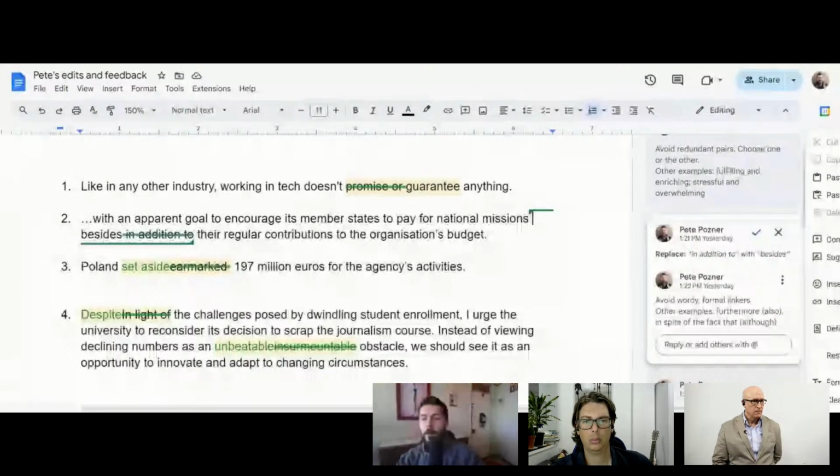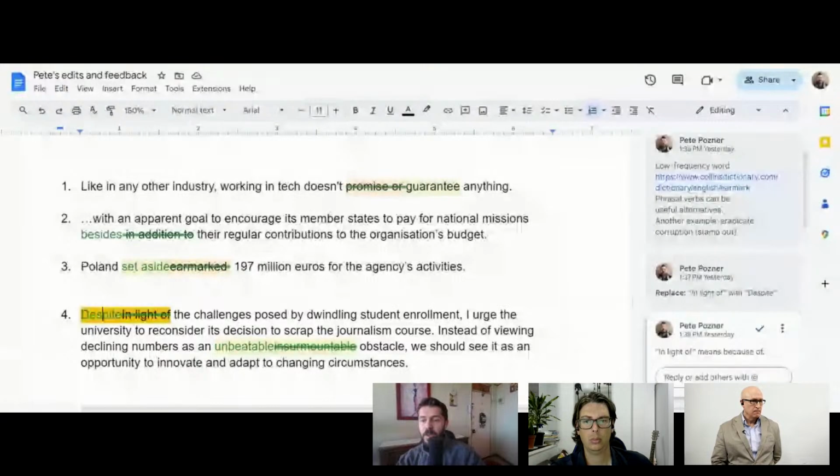Okay, let's move on to the next one. And this is probably the most important of all of them. So, as I said before, you always want to start with meaning, right? Before you go on to style, is something too formal? First, think about meaning. And a problem the client had, she chose the wrong preposition here. So she said, in light of the challenges posed by dwindling student enrollment, I urge the university to reconsider its decision to scrap the journalism course.